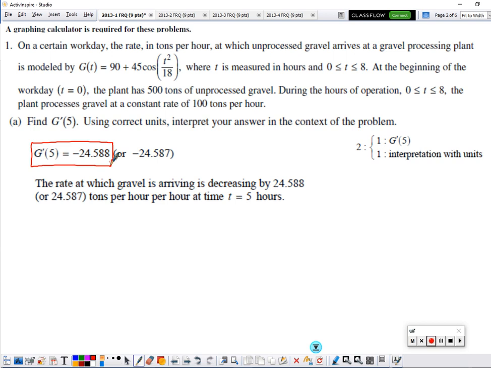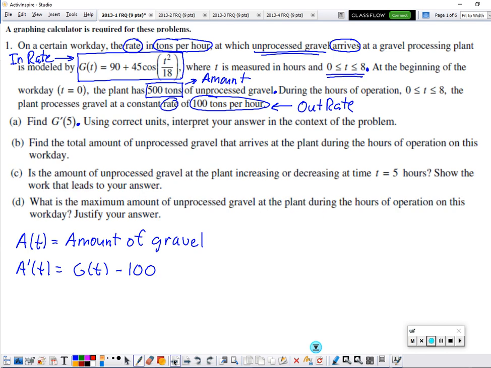Question? Oh, please, Karen. I forgot the G prime of 5. I think they'll be lenient because they were only asking for one thing, but it is better to write it. So, anybody else? That was a good question. When you do the A prime of t equals G of t minus 100, and then just add minus 100. This won't be graded yet. This might show up later, so don't worry about that yet.